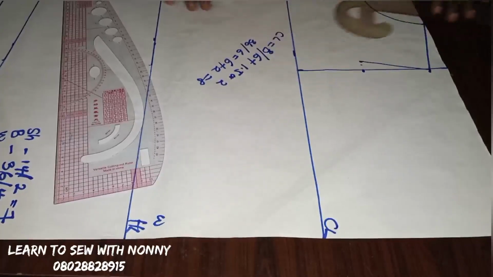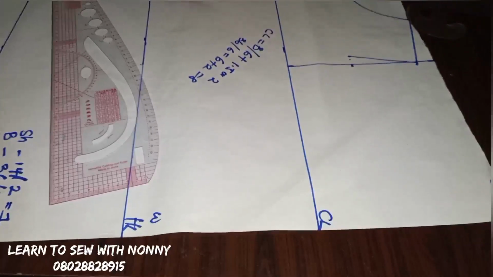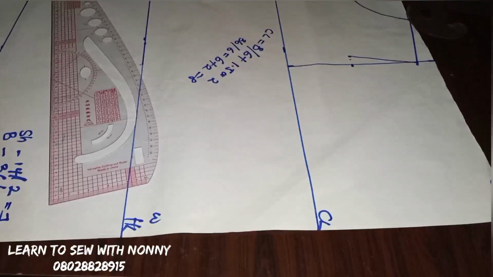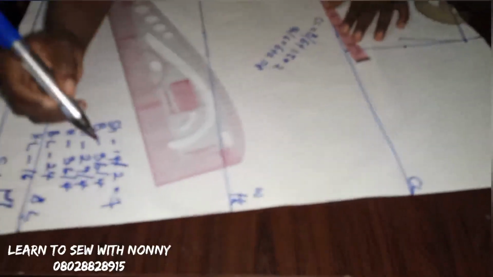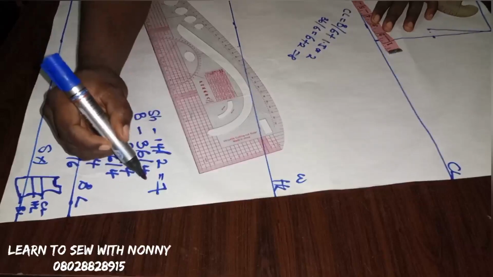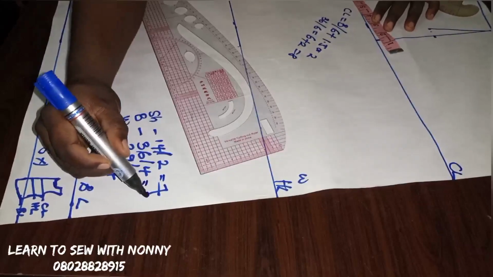So what I'll do would be to connect from that 3/4 inch that I came inward by, I'll connect it to the shoulder slope, right? So afterwards, we can now start marking all our horizontal measurements.